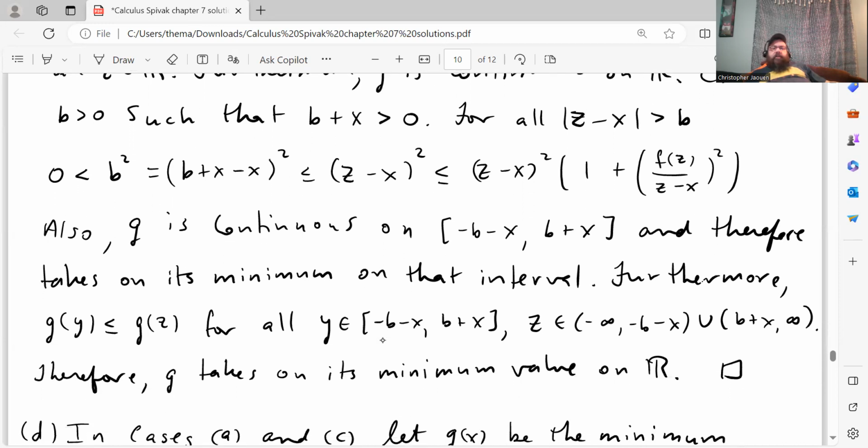All right. Also, G is continuous on the closed interval from negative b plus x minus x to b plus x, and therefore takes on its minimum on that interval. Furthermore, G of y is less than or equal to G of z for all z in the union of these two intervals, therefore G takes on its minimum value on the entire real line. Okay, again, this was a very similar proof to one that was in the chapter.